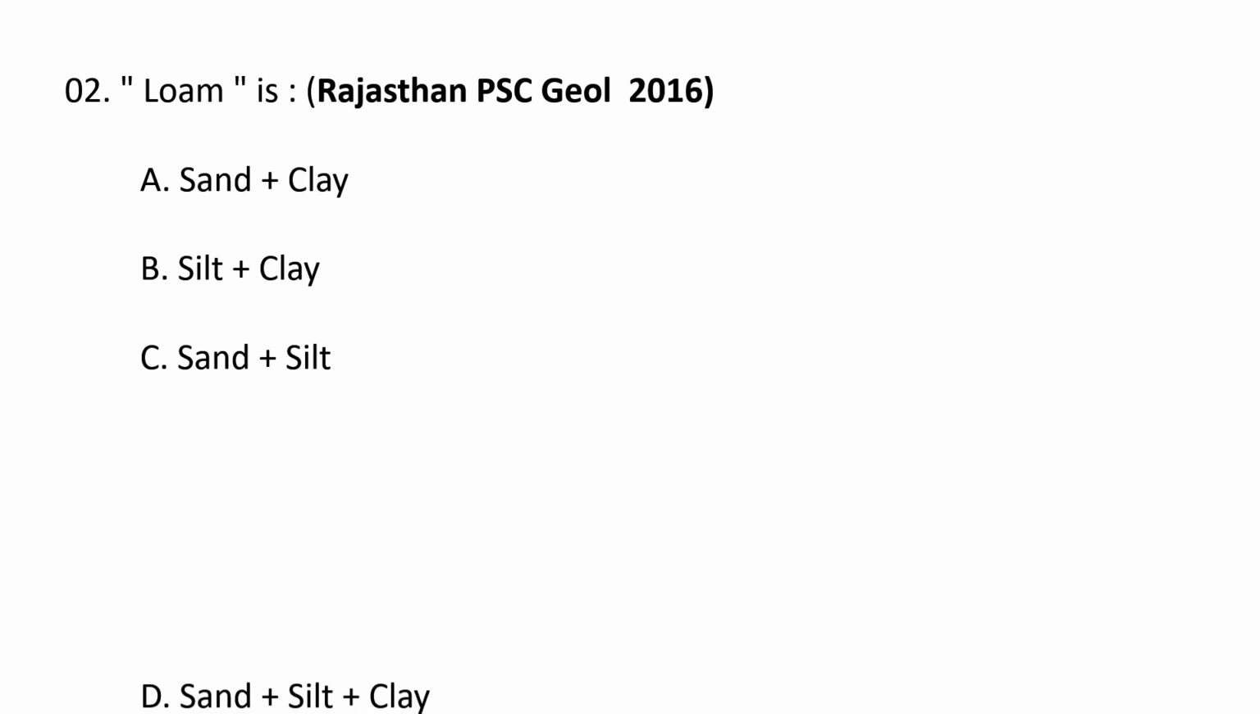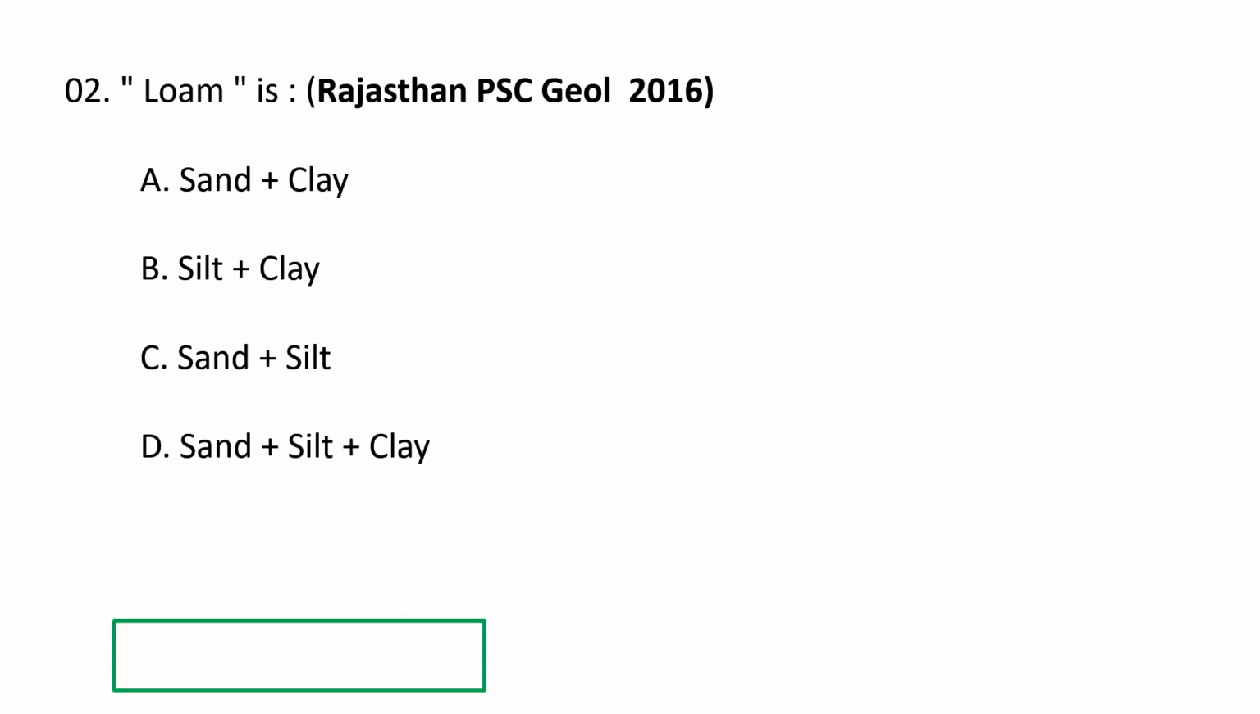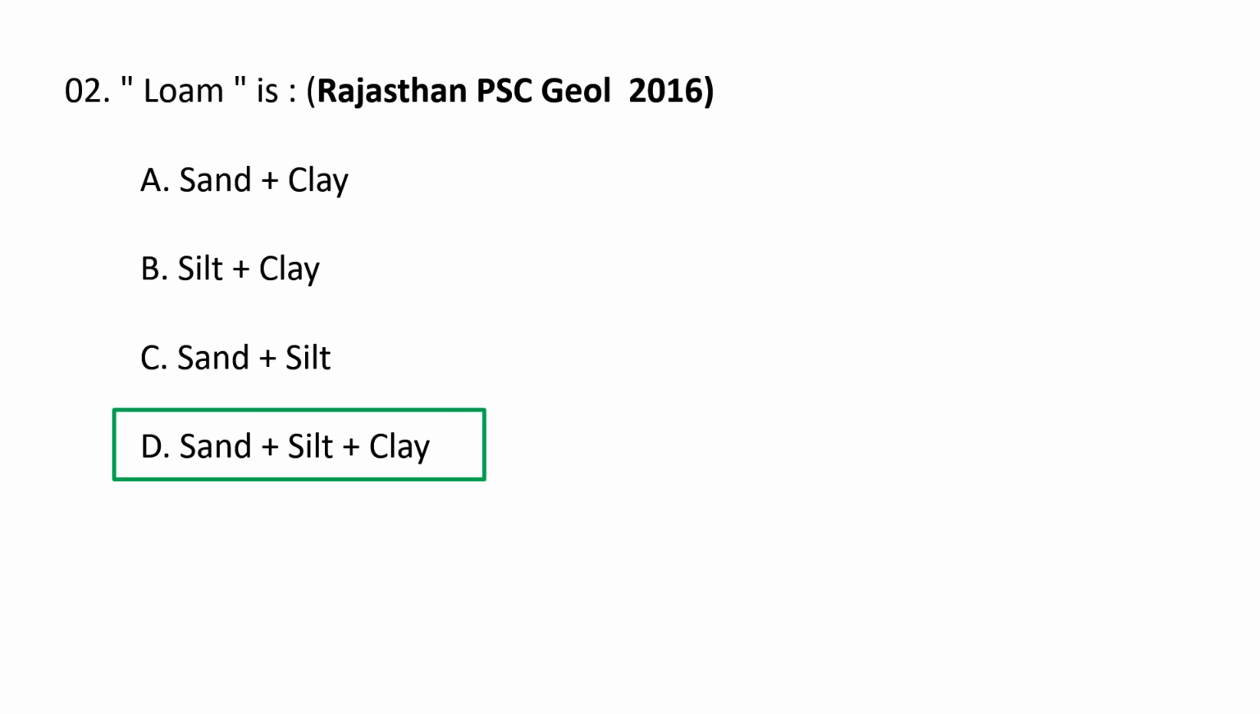Next question. Loam is A. Sand plus clay, B. Silt plus clay, C. Sand and silt, D. Sand, silt and clay. So loam is a combination of sand, silt and clay. A soil with roughly equal proportions of sand, silt and clay. D is the correct option.